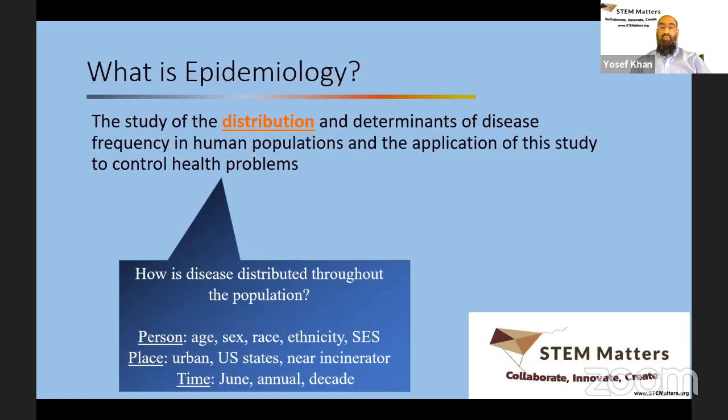Distribution also looks at the place. Is it urban, so is it within the cities, or is it rural? Is it geographically specific to a certain state or country or continent? Is it near some type of environmental hazard like an incinerator or a landfill? Is the disease distributed in a season? So for example, the flu season, we know that flu usually occurs between October and March every year. So we're focused on understanding that distribution in terms of time.